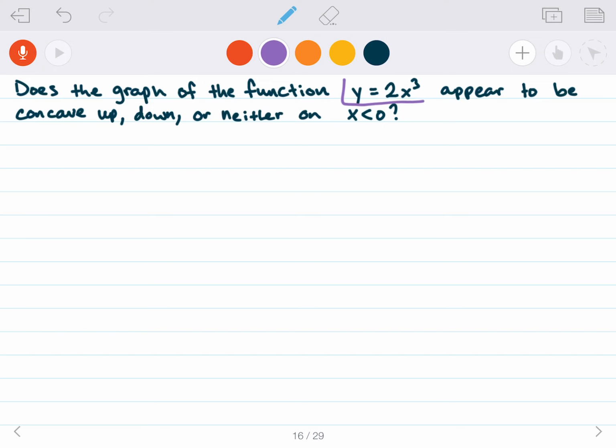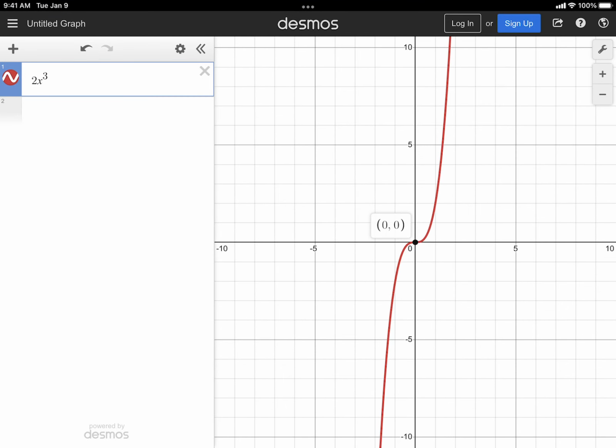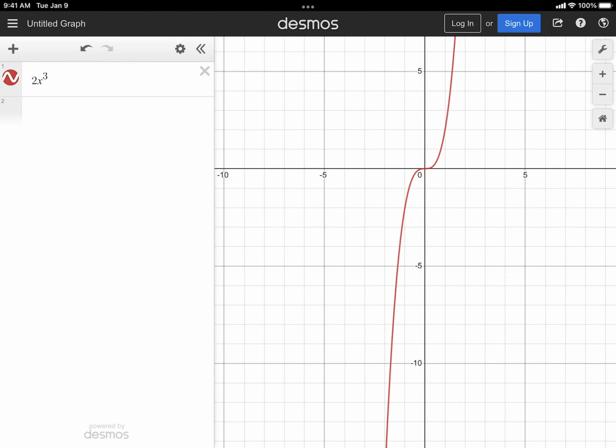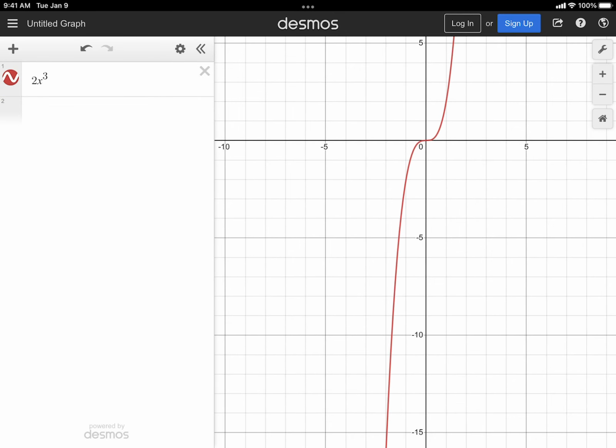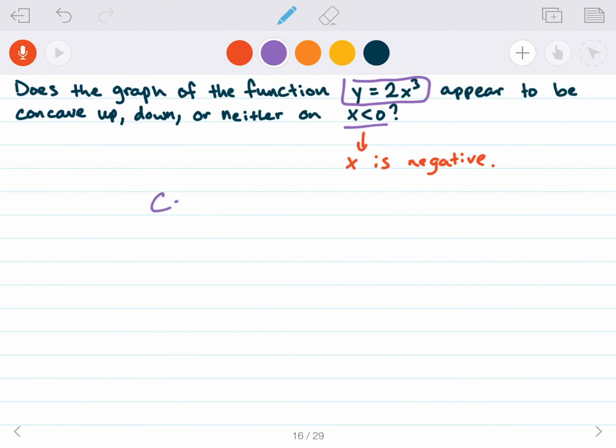So we want to know, does this function appear to be concave up, down, or neither on x is less than 0? So all this means is everywhere x is less than 0 means that x is negative. And what we can do is look at this in Desmos. So I'm going to put x to the third in Desmos. And we can see that to the left of the black dot is everything less than 0. X is less than 0. And we can see that since that makes a frowny face, this is concave down for all x less than 0. All right, so the answer here is concave down.